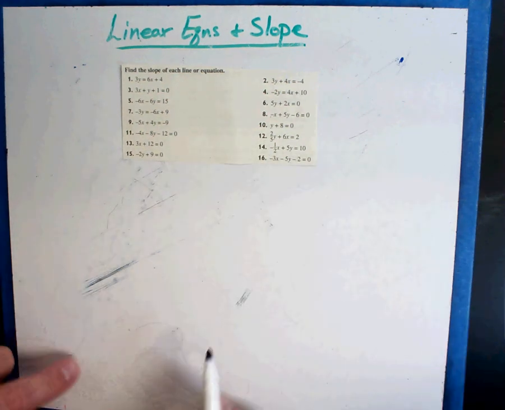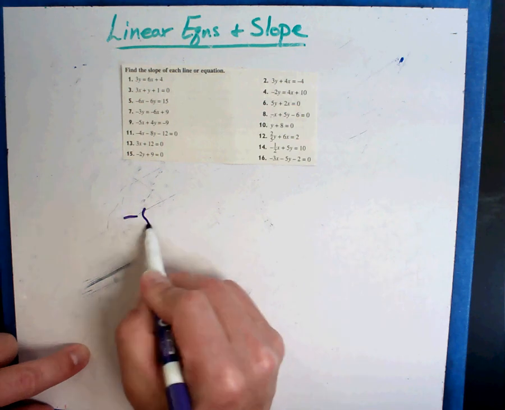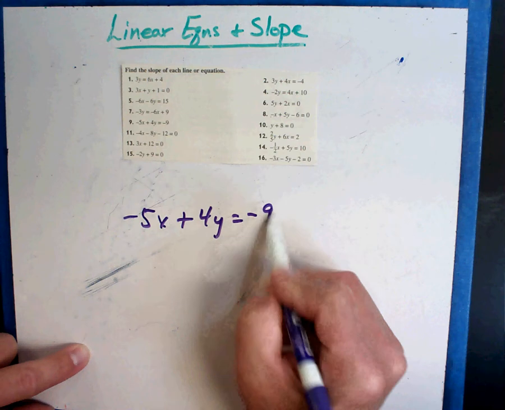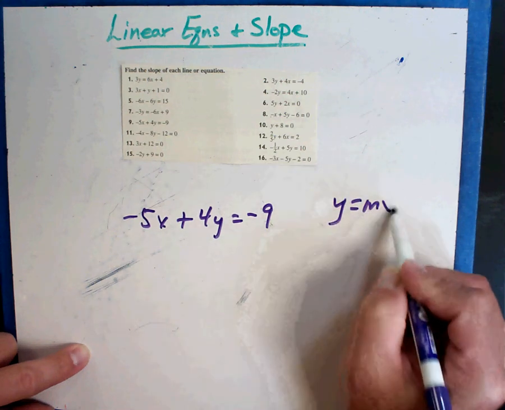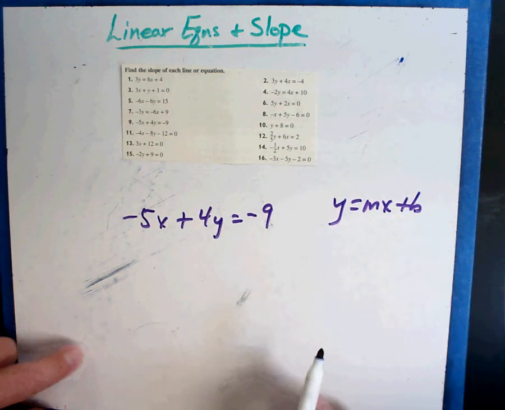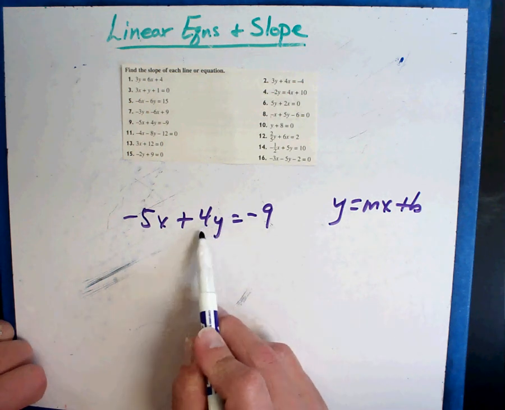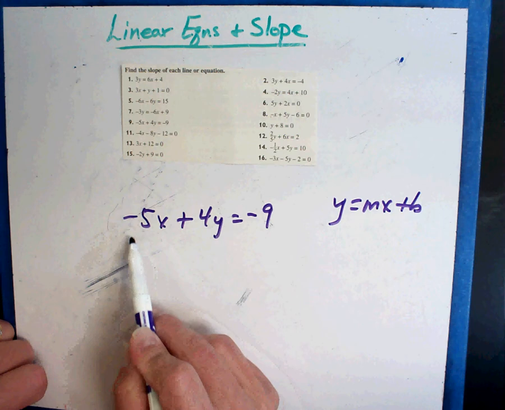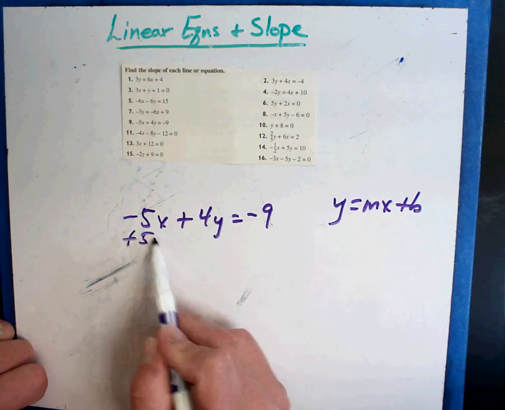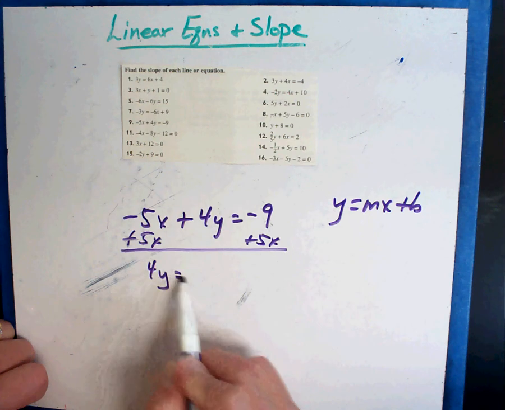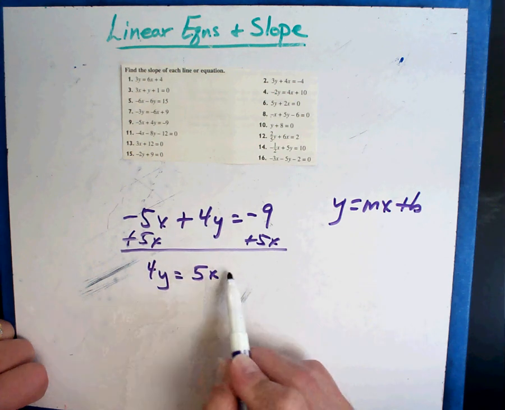Question number 9. Minus 5x plus 4y equals negative 9. And again, we have to be y equals mx plus b. Problem is this one isn't set up like that at all. I'm going to leave the y on the left, so I'm going to leave this right here. So I've got to move this to the other side. So plus 5x has to move the other side. So I've got 4y equals 5x minus 9.